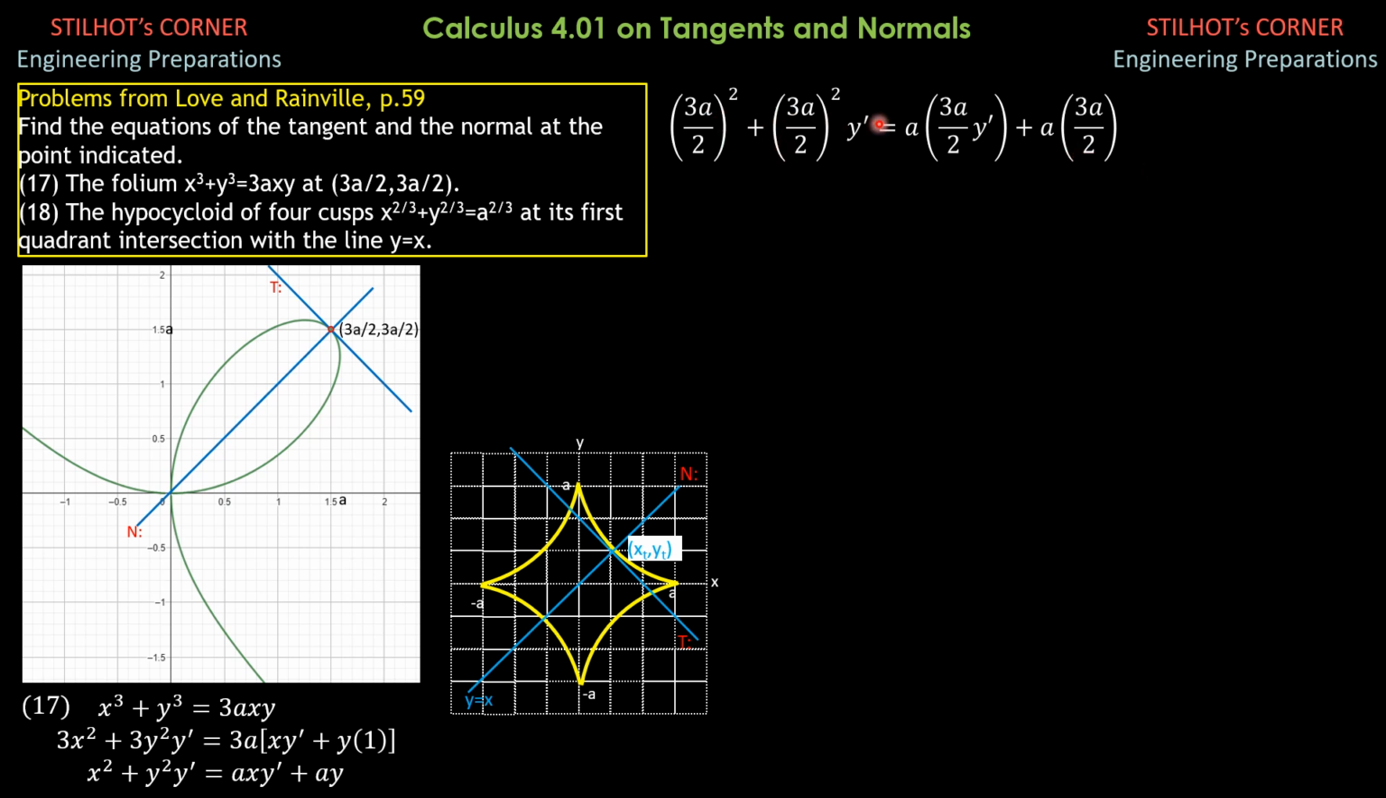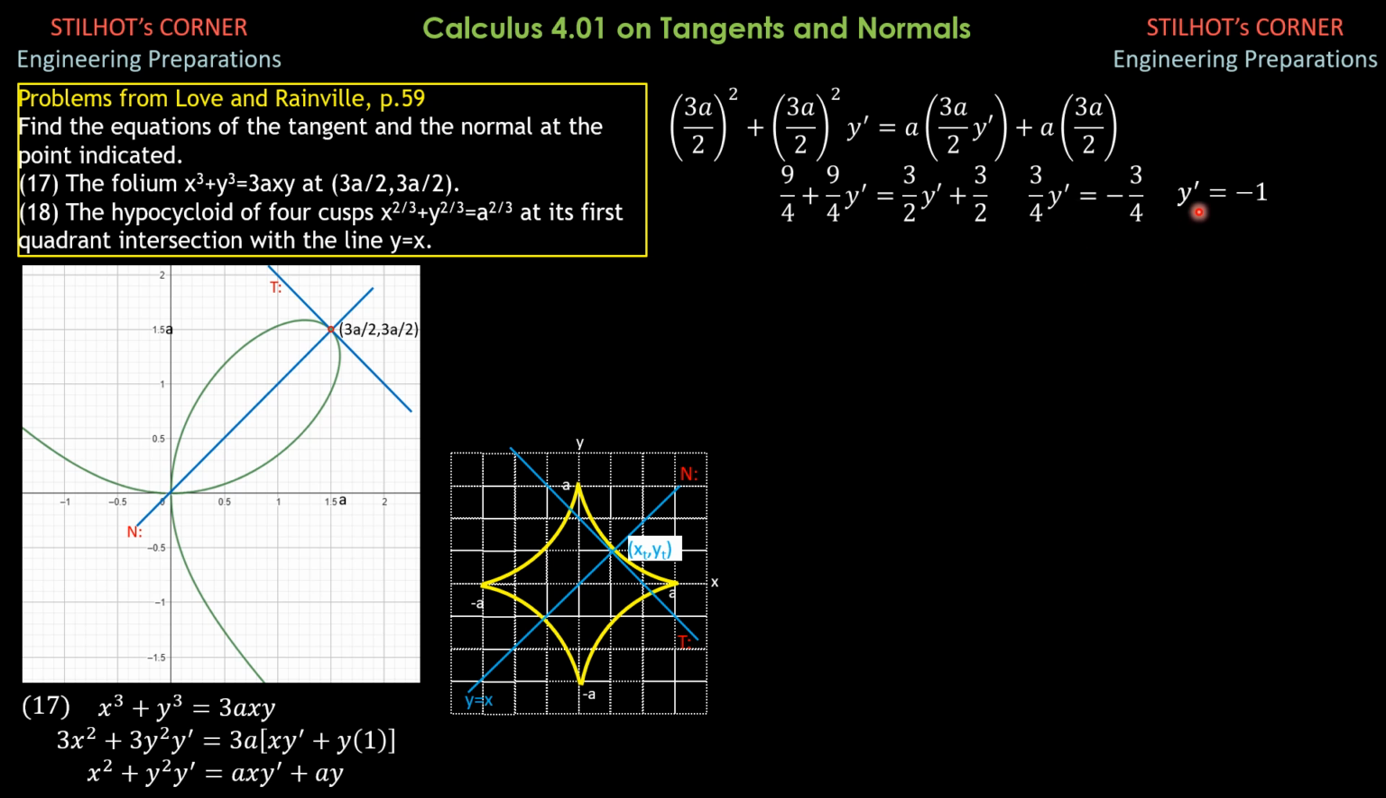Take note that all terms will have a squared. We cancel them out. So we have 9 over 4 plus 9 over 4 y prime equals 3 halves y prime plus 3 halves. Combining like terms, 9 over 4 minus 3 halves is equal to positive 3 fourths, and 3 halves minus 9 over 4 is negative 3 fourths y prime. Therefore, y prime, the slope of the tangent, is negative 1.